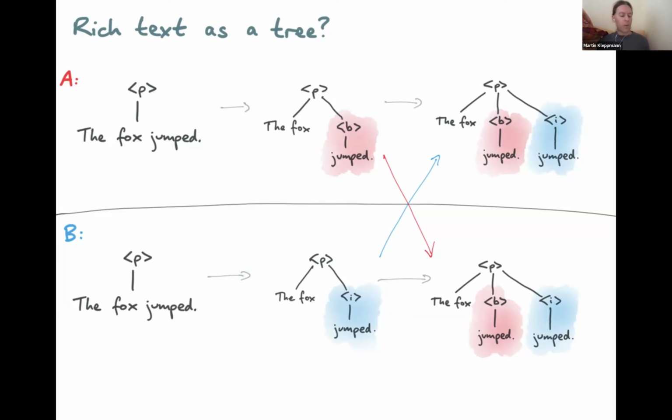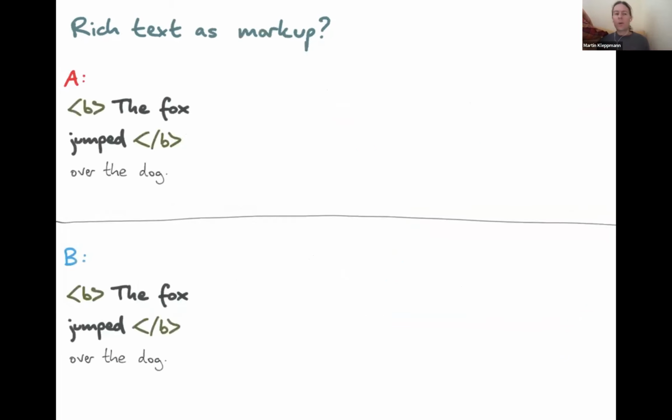Let's try not representing it as a tree, but maybe instead representing it as markup. So in markup, you could use literally HTML markup with angle brackets, or you could just have some kind of special magic marker characters that indicate the start and end of a bold span. Doesn't really matter how you represent it physically, but the idea is that you have marker characters that indicate here's the start of a bold, here's the end of a bold, here's the start of an italic, here's the end of an italic. Now, in this example, let's say we have the sentence, "the fox jumped over the dog," in which the first three words are bold and the last three words are non-bold.